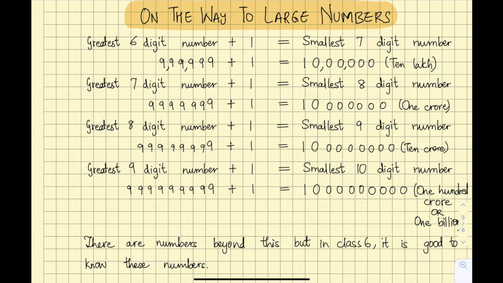Similarly, you add 1 to the greatest 8-digit number, you get the smallest 9-digit number, that is 10 crore. And then when you add 1 to the greatest 9-digit number, you get the smallest 10-digit number, that is 100 crore or 1 billion. There are numbers beyond this 100 crore or billion also, but in class 6, it is good to know these numbers. That will be more than enough.